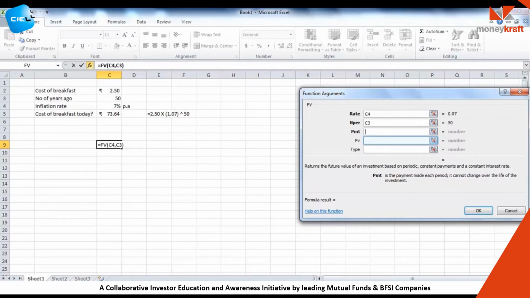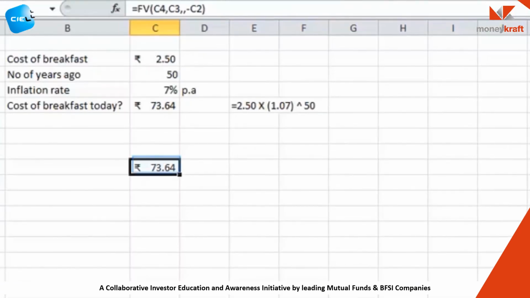Against PV or present value, enter the cost of the breakfast paid by Grandpa. In the PV cell, add a minus sign against the value which has to be compounded. The next parameter, type, can also be skipped for this calculation. The result, 73 rupees 64 paise, matches the result obtained by using the compounding formula.